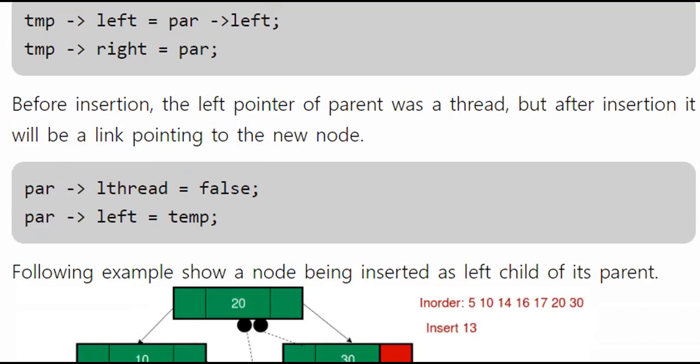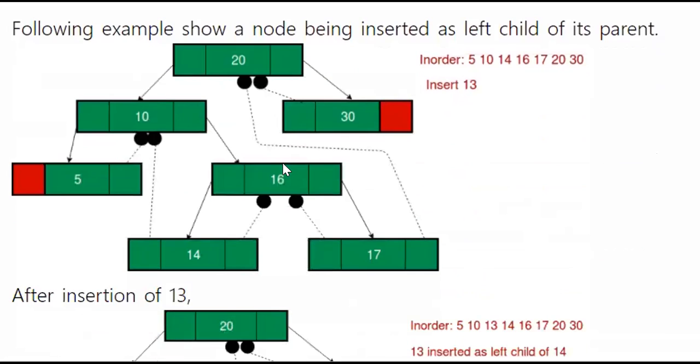Okay, so before insertion, the left pointer of the parent, that is parent left, was a thread, but after insertion it will be a link pointing to the new node. So the parent's left thread flag is set to false, and parent left equal to temp. Here is one of the following diagrams for inserting the new node as a left child of its parent.